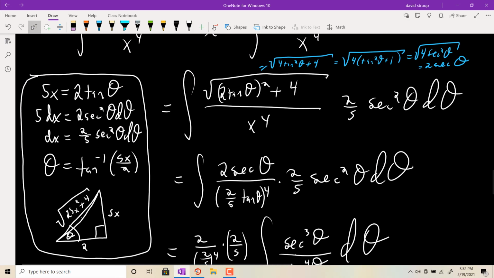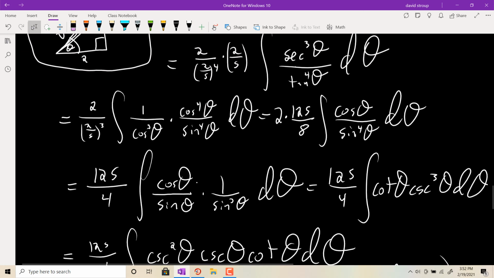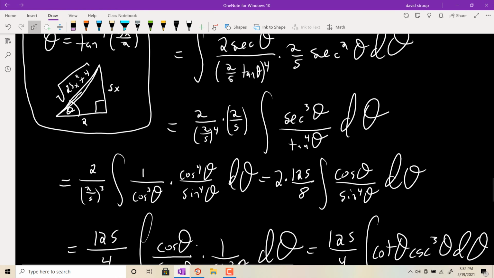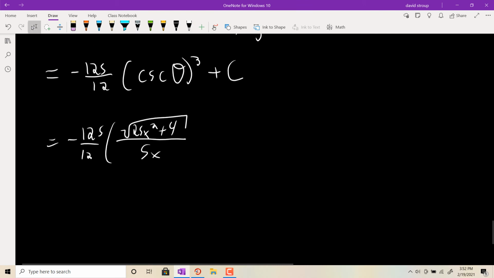Okay. So cosecant is just 1 over sine. So it's hypotenuse over opposite. So this will equal negative 125 over 12 times the square root of 25x squared plus 4 all over, so what did we say, hypotenuse over opposite, because it's cosecant. So hypotenuse was the square root of 25x squared plus 4. Opposite is 5x, so I'll put a 5x downstairs. And this is cubed.